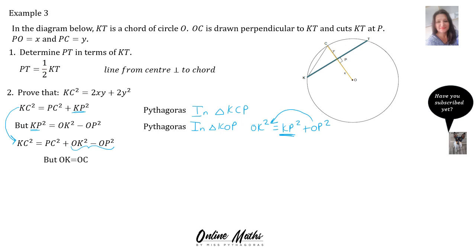But OK is equal to OC. Why? Because they're both radii. Let me show you up here. OK is a radius, and OC is a radius, so therefore they are equal. In the next step, I said that KC squared is equal to PC squared plus, and in OK's place, I substituted OC, minus, and now you're going to ask what happened to OP?